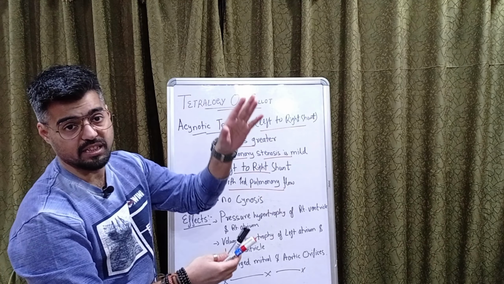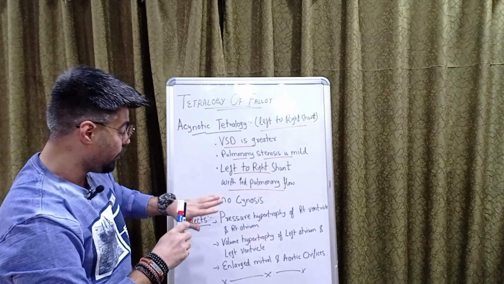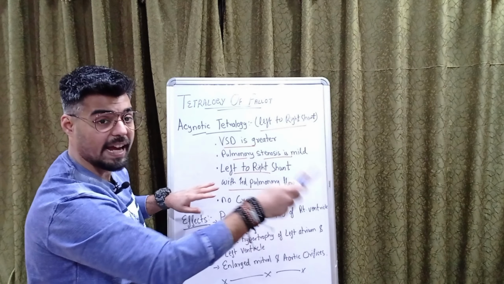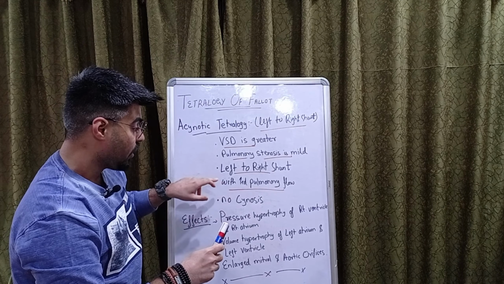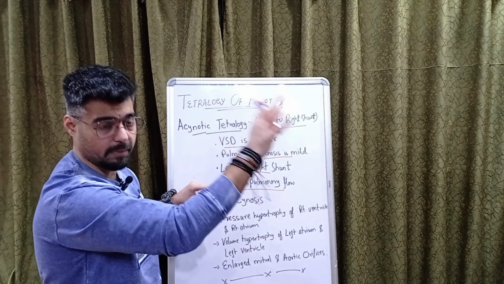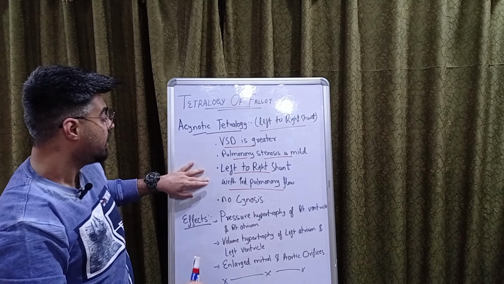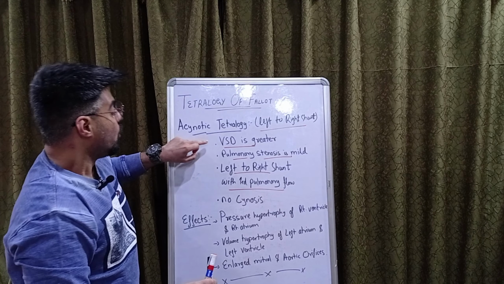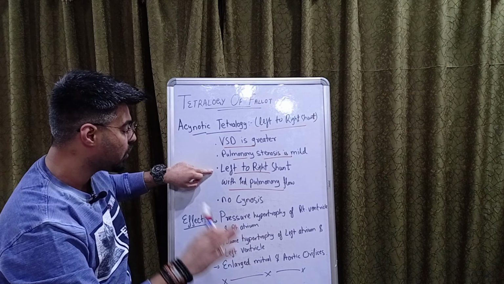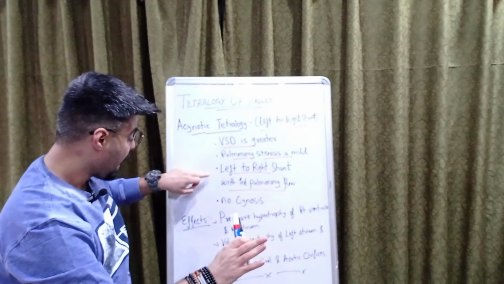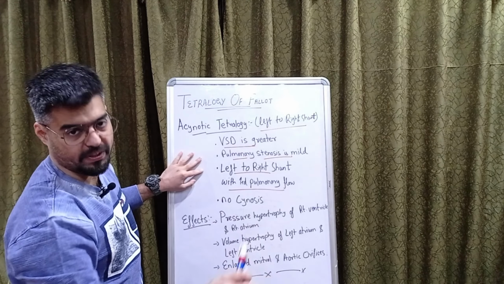Why? Because there was a high resistance to blood flow from the right ventricle, due to which there was right to left shunt and cyanosis was created. Here, just the opposite. Left to right shunt will be present with increased pulmonary flow and no cyanosis. So repeating all the four points again: VSD is greater, pulmonary stenosis is mild, left to right shunt occurs with increased pulmonary flow, and no cyanosis will occur.